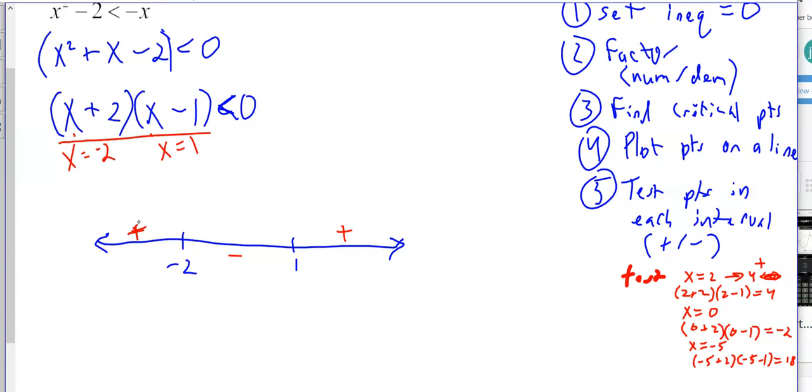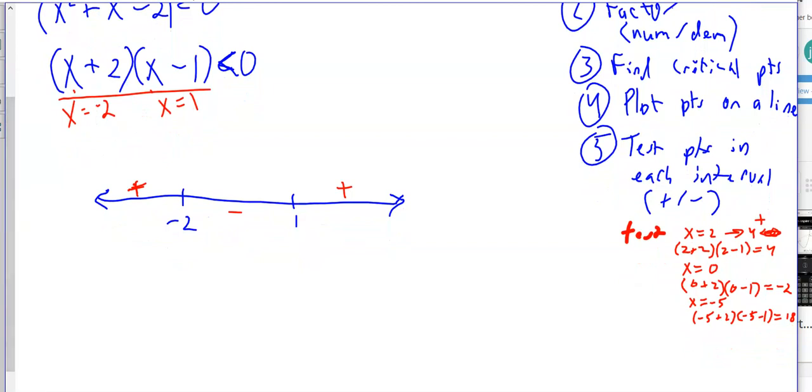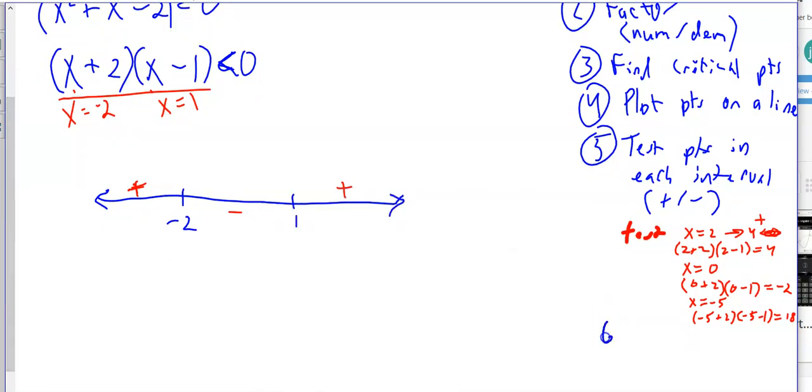So I've got two intervals that are positive and one that is negative. Now you're trying to find out which interval. I guess we need one more little step here. We really should have graphed, at some point here, the critical points: are they open or closed circles?